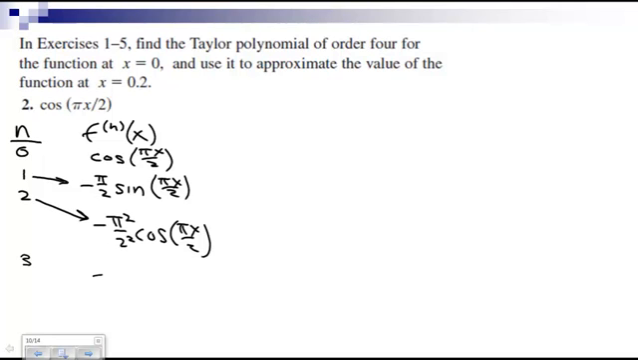Popcorn someone. Negative? Because we're taking the derivative of cosine, and the derivative of cosine is negative sine. Okay. Did I miss something? Yeah, cube. Oh, cube on the bottom. Okay.